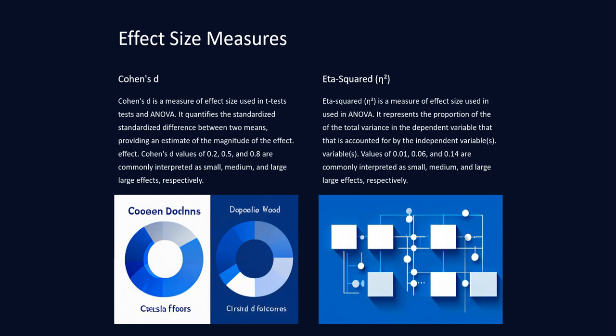Then eta square is also a measure of effect size using ANOVA. It determines the proportion of the total variance in the dependent variable that is accounted for by the independent variables. Its results of 0.01, 0.06 and 0.14 are commonly interpreted as small, medium and large effect.